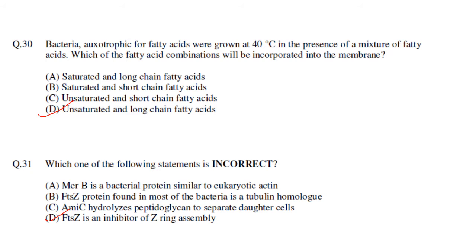Which of the following statements is incorrect? MreB is a bacterial protein similar to eukaryotic actin. That's correct. FtsZ protein found in most of the bacteria is a tubulin homologue. AmiC hydrolyzes peptidoglycan to separate daughter cells. FtsZ is an inhibitor of Z ring assembly. Answer is option D.